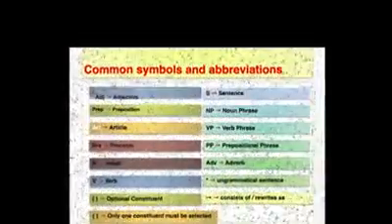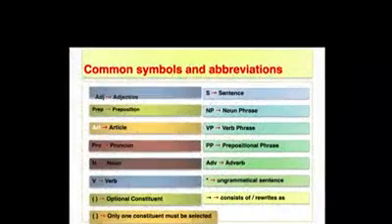Now let's move on to the common symbols and abbreviations that are used in syntactic analysis. Now we have adj, which refers to adjective, prep to preposition, art to article. So I would like you to go through this list and study it very well, because we are going to make use of all these symbols and abbreviations.